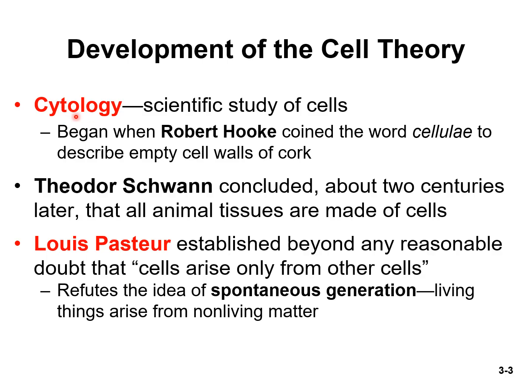The study of cells is cytology. It all began when Robert Hooke, the same guy from chapter 1, coined the term cell and described the empty cell walls of cork. He saw the cells of the cork, and he said, oh, those look like prison cells or different cells next to each other. So he coined the term cell and the study of them, cytology. Theodor Schwann concluded about 2 centuries later that all animal tissues were made up of cells. And Louis Pasteur proved without any doubt that cells only arise from other cells. He refuted the idea of spontaneous generation, where living things arise from non-living matter.